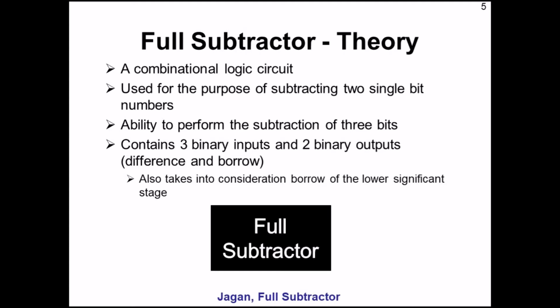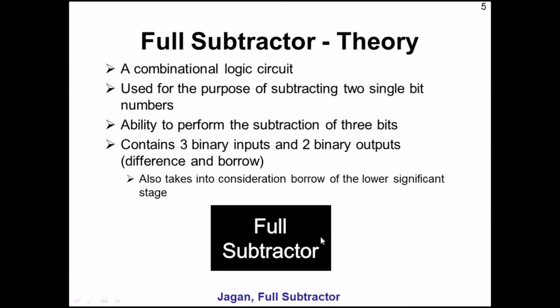So if you see the full subtractor, it is a combinational logic circuit where your output at any instant of time depends on all combinations of your input, it doesn't have the memory. It is used for the purpose of subtracting single bit numbers. It contains 3 binary inputs and 2 binary outputs. It has the ability of subtracting 3 bit numbers. So basically it also takes into consideration borrow of the lower significant stage.